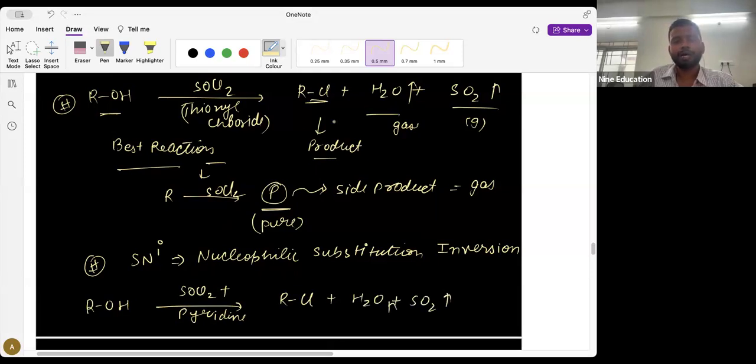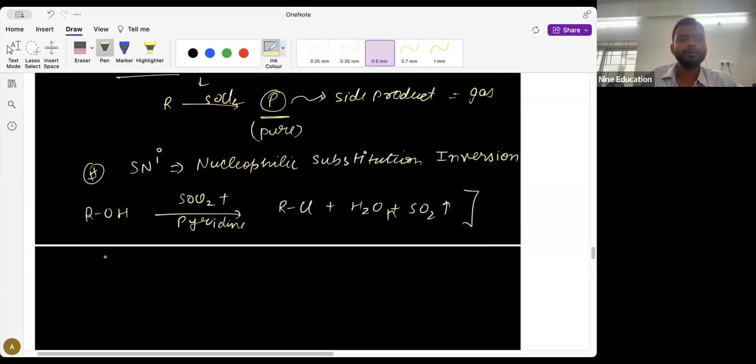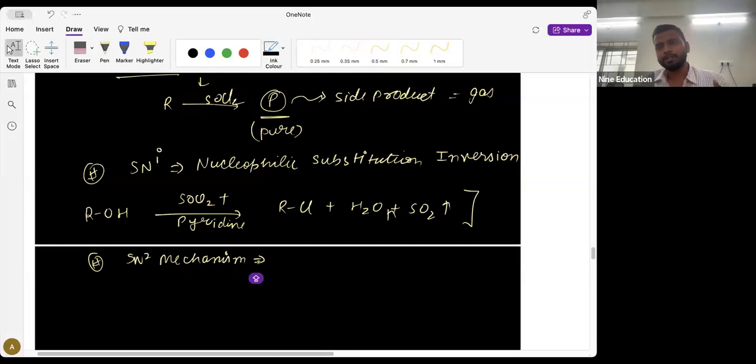Same product will be formed: RCl, H2O and SO2. But which mechanism will this go through? This will go through the SN2 mechanism. We will learn about SN1, SN2 and SNi reactions in our nucleophilic substitution class, which will be our next class. We will learn about this mechanism in our later classes.